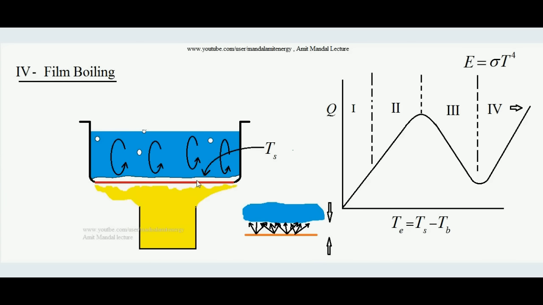Thermal radiations are coming out from this hot surface and reaching this liquid. So in that case, the Stefan-Boltzmann law is applicable, that is, the heat flux coming out from the surface is proportional to the fourth power of absolute temperature. So as transition boiling ends and film boiling starts, due to this radiation heat transfer principle, the heat transfer rate again starts increasing.